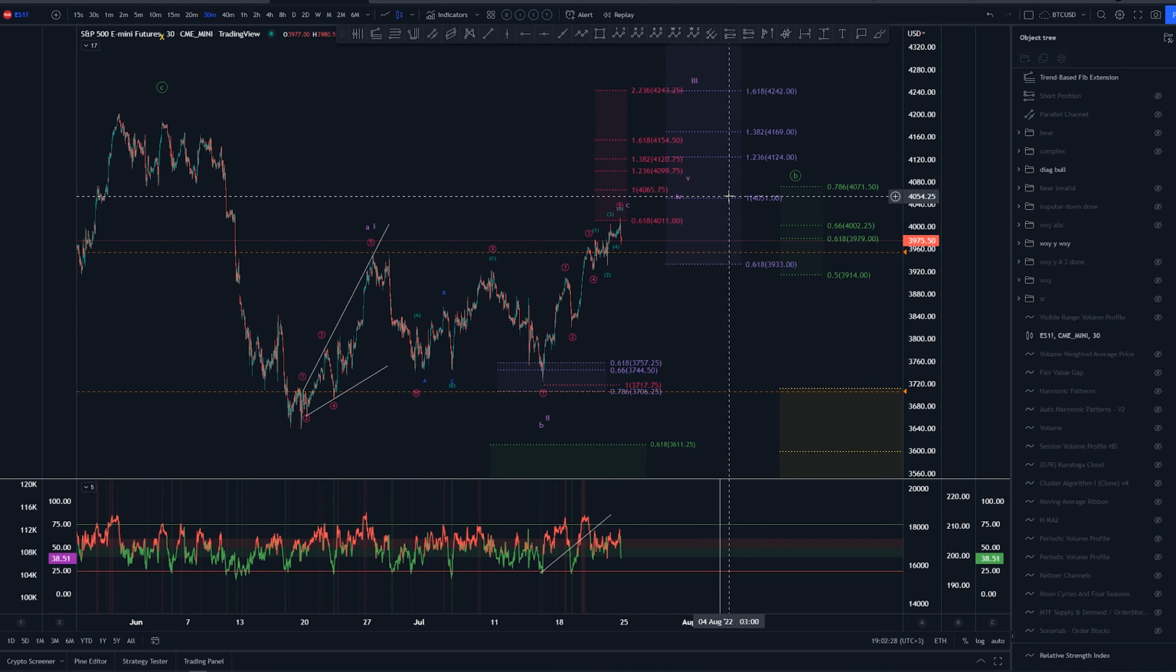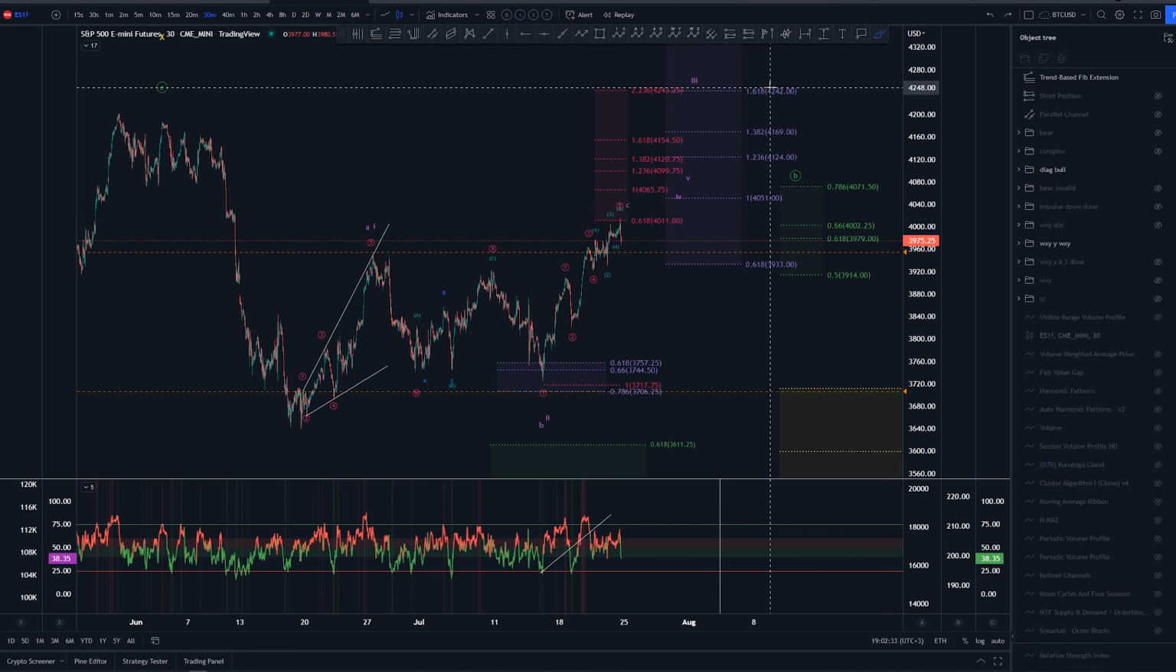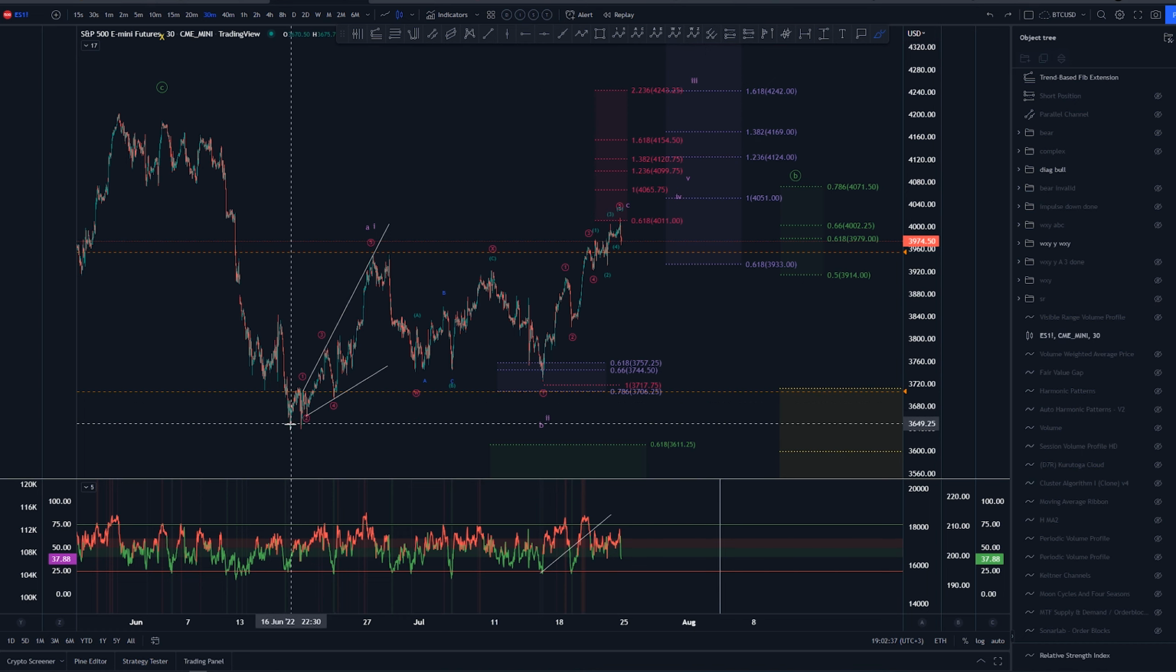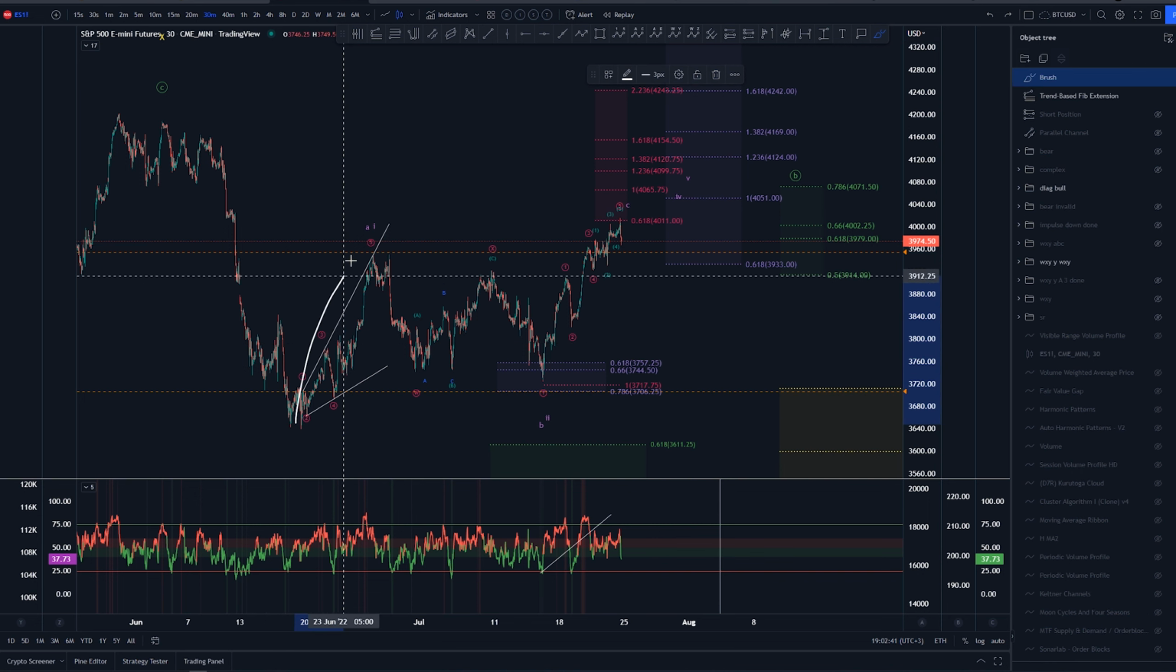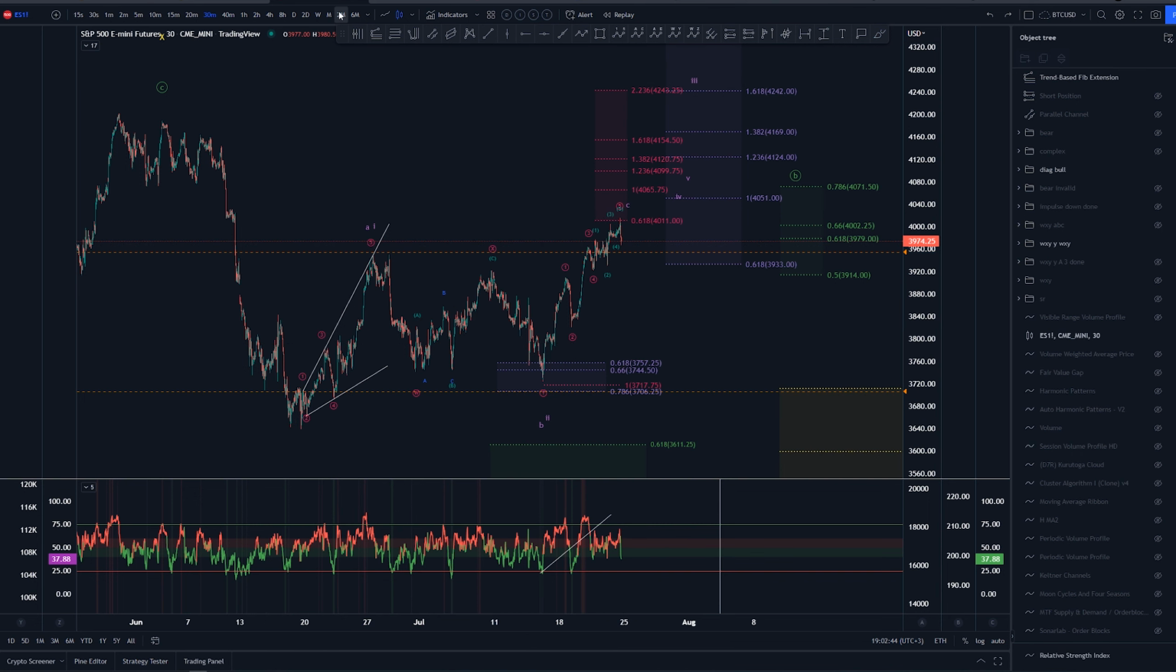But again, we're getting closer to the 1-to-1 extension here for the possible wave C rather than the 1.618, which would be more likely to be the third wave overall. So with this bias in mind, we could again be looking at this as an A, B, and C.